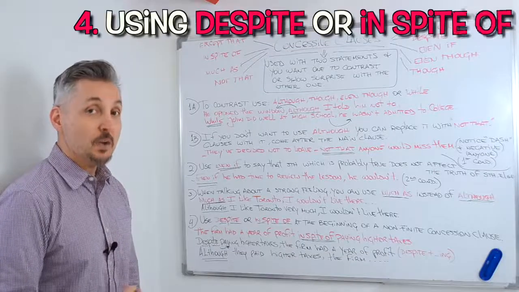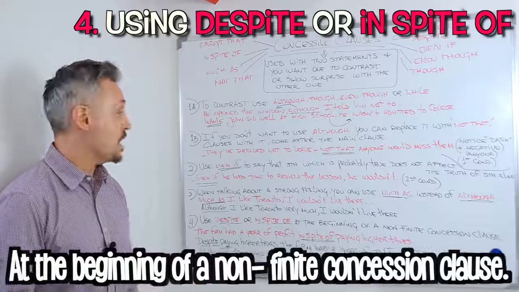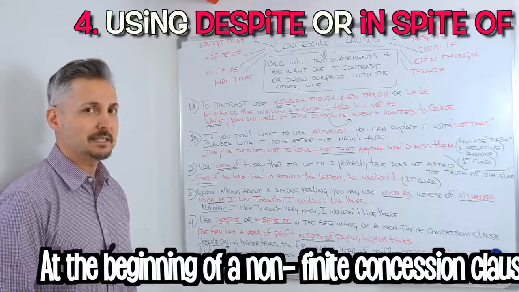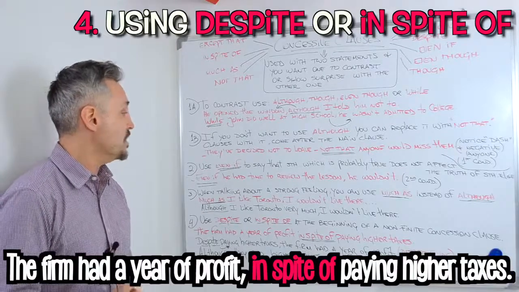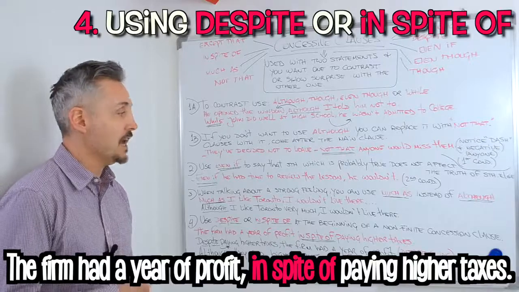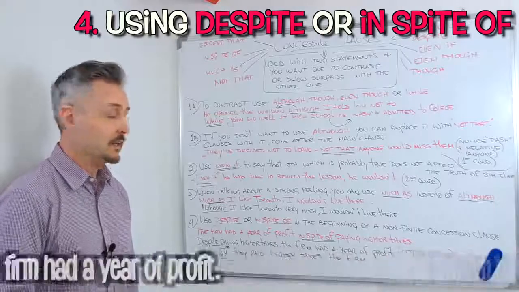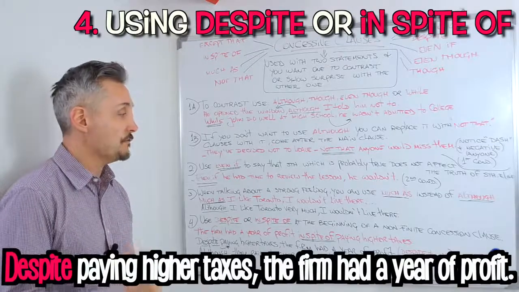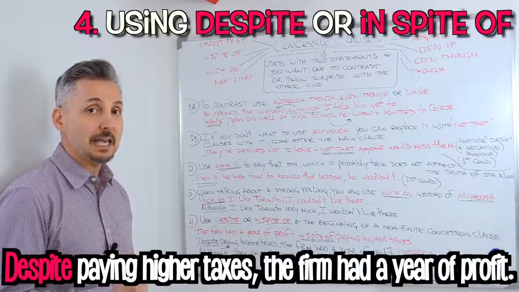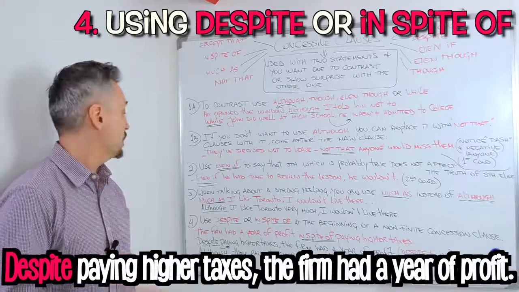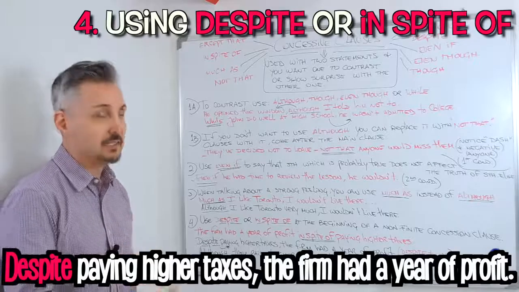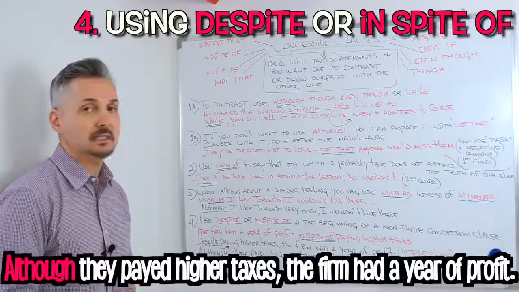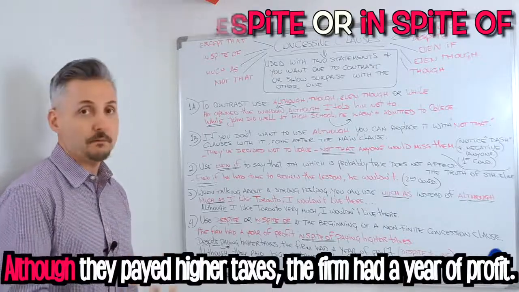The next point, use despite and in spite of at the beginning of a non-definite concession clause. Just like my example. The firm had a year of profit in spite of paying higher taxes. I could have said, despite paying higher taxes, the firm had a year of profit. Remember that despite takes an ing verb. So, despite paying higher taxes and so on. I could have said, although they paid higher taxes, the firm had a year of profit.